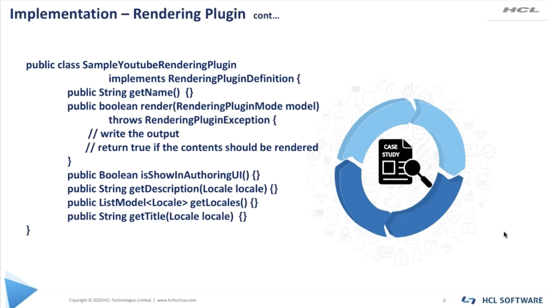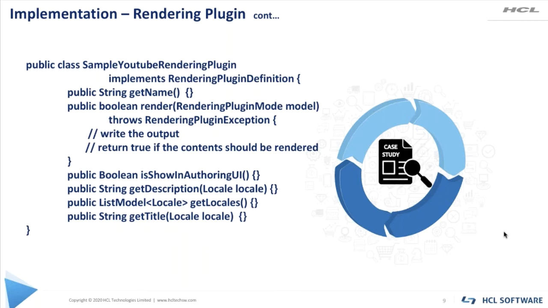So here is a sample class which we are going to implement, a sample YouTube rendering plugin, which implements the render plugin definition, and we are implementing a few of the methods inside it. The implementation of the get name method defines the name of your rendering plugin, whatever name you want to give. We can specify that name inside this get name method. And I'm skipping this rendering method, I will discuss it later.